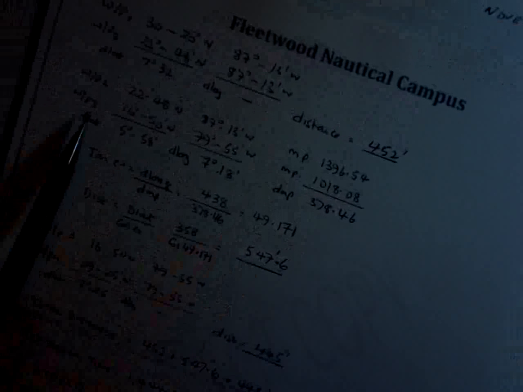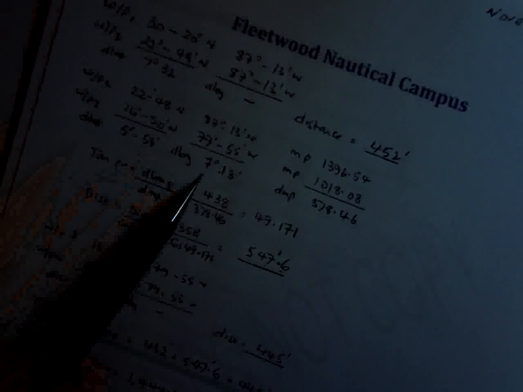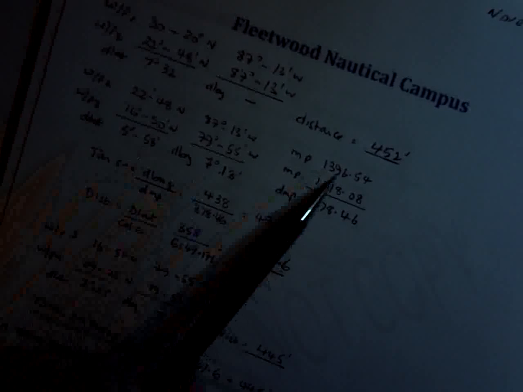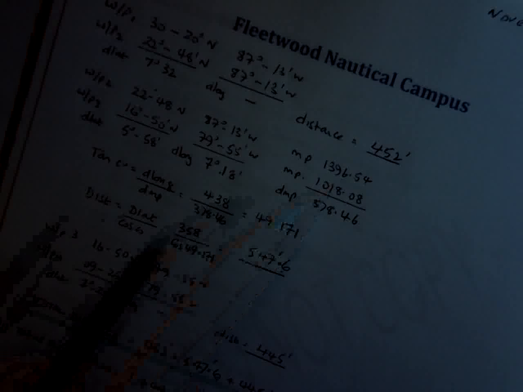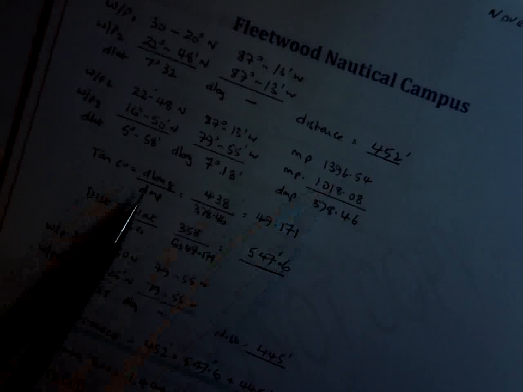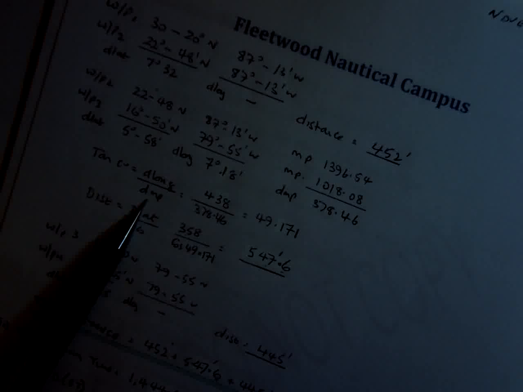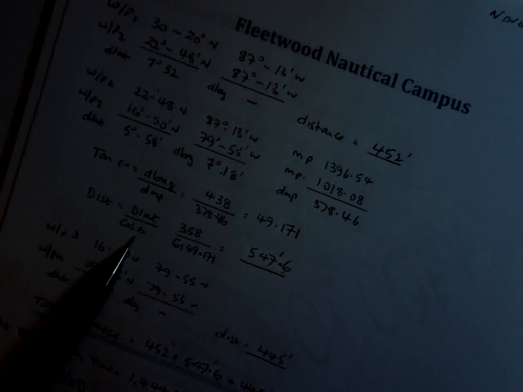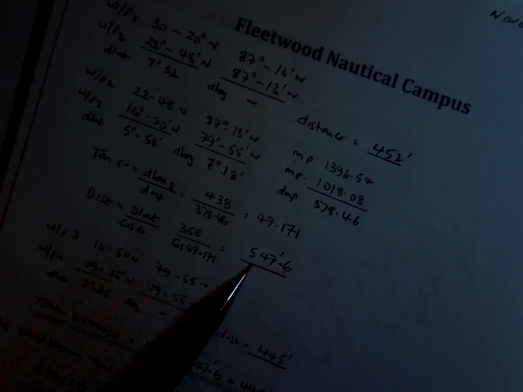Waypoint 2 to waypoint 3, we have a d lat and d long. We get our meridional parts. We do need to get our course first. So tan course is d long over dmp, because we now need the course to get the distance. Distance is d lat over cos course. And we get a distance of 547.6.